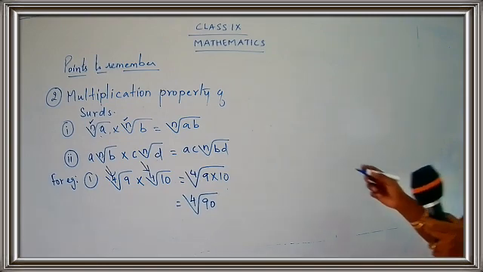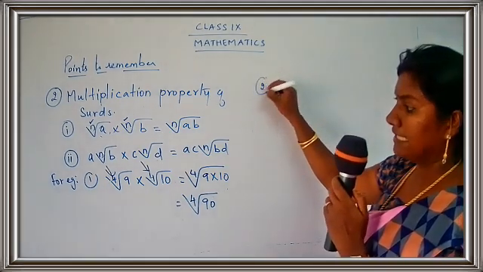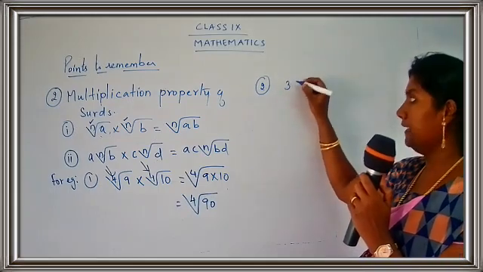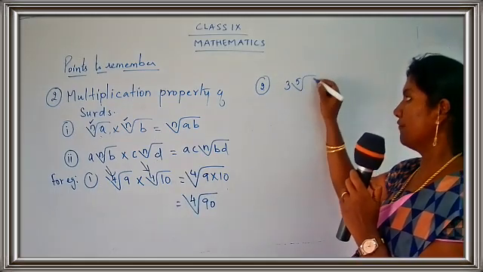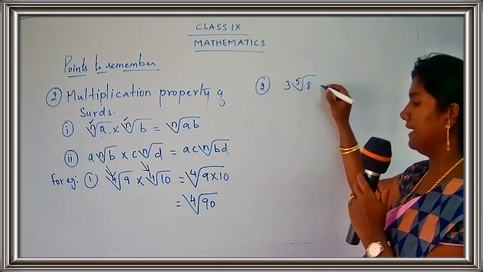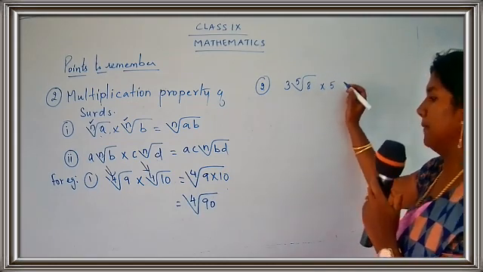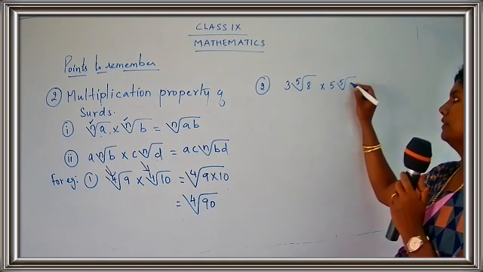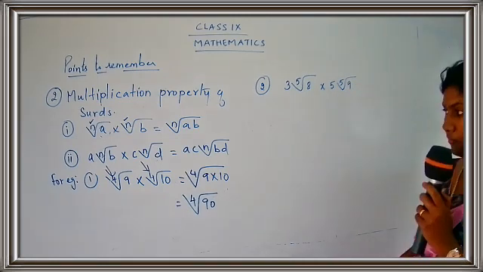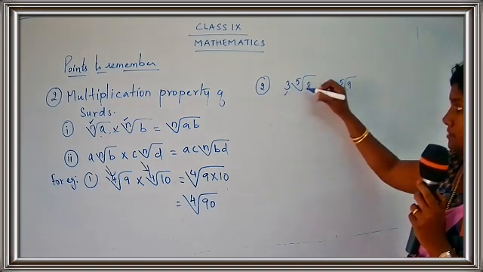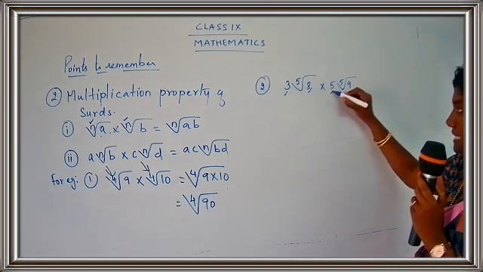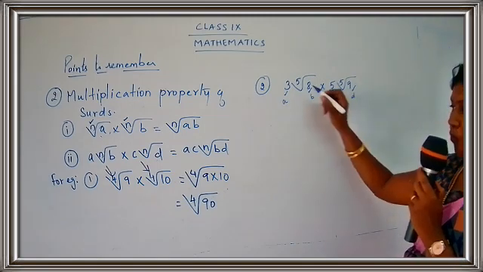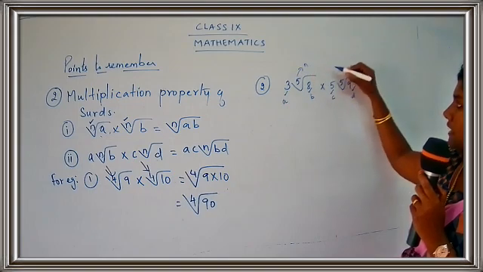Okay, let's consider one more example over here. It's A into nth root B. So I'm just going to take other numbers. I'll take 3 fifth root of 8 into 5 fifth root of 9. Just see here, children. This is A, this is B, this is C, this is D. What is N? N is 5 and N is 5.